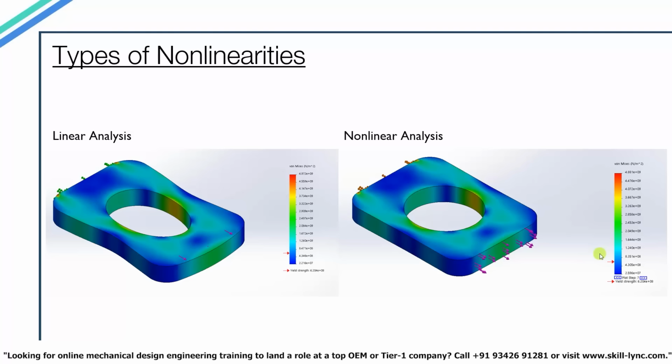Because of this, the amount of deformation and stress developed in the metal is much lesser than the linear assumption taken in the linear analysis. Because of this, we cannot consider the results of linear analysis in this condition.